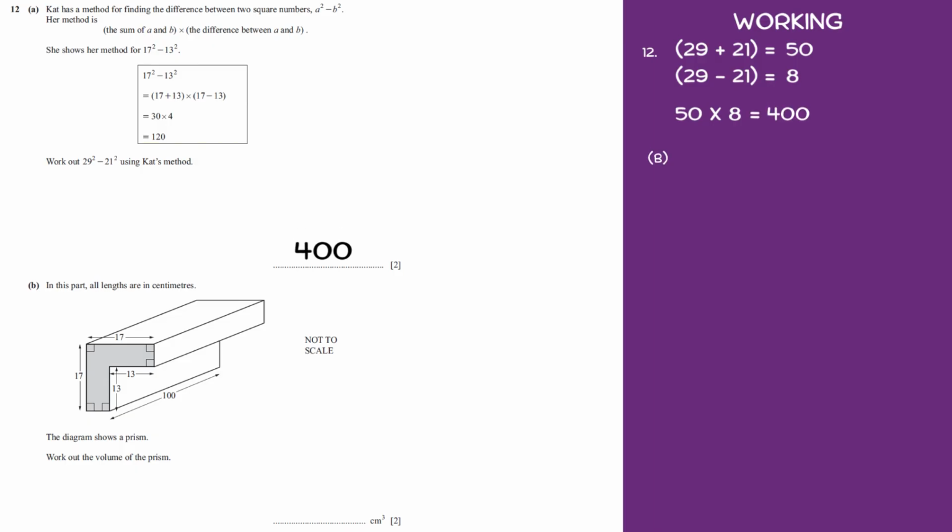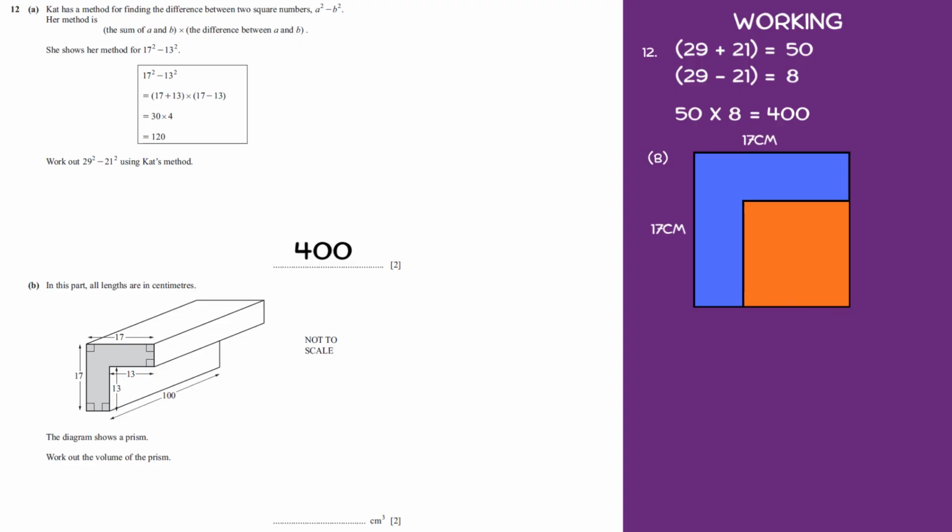In part B, we are asked to find the volume of this shape. It is important to note that since this is part B of this question, it is recommended to use the same method as before. Therefore, what we quickly recognize is that we can locate two squares in this prism, one that has side lengths of 17 and another with side lengths of 13.